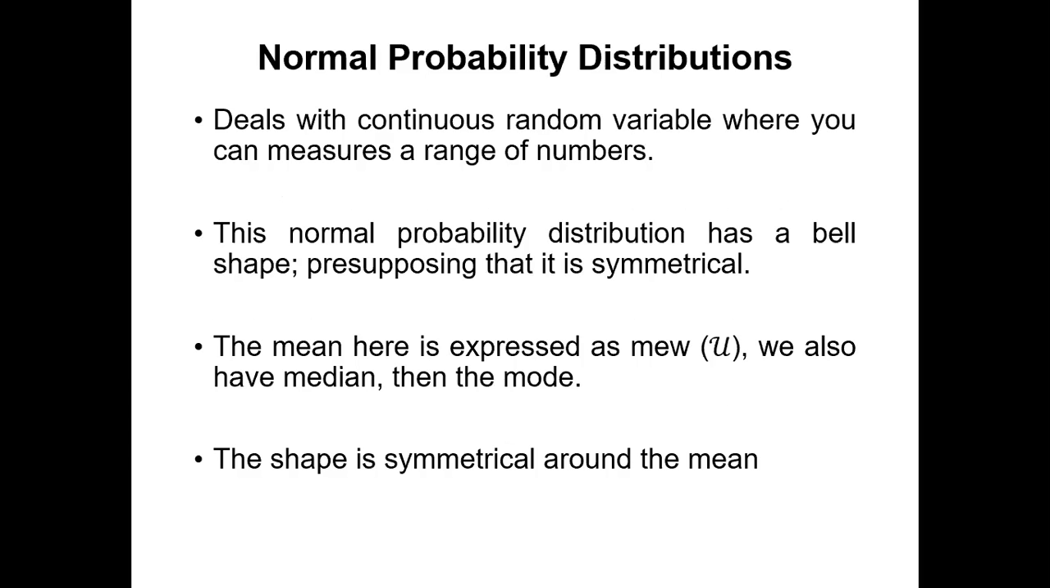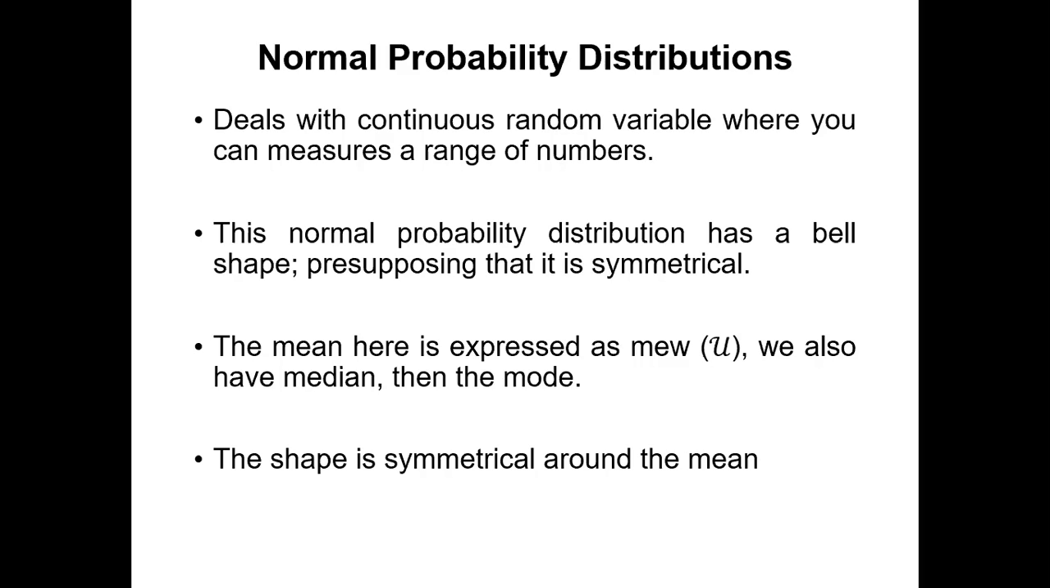All right. So in this session, I would expose us to the concept of normal probability distributions. Unlike the Poisson and the binomial, the normal probability distribution deals with continuous random variables, variables that can take any value within an interval or range. This normal probability distribution has a bell shape, presupposing that it is symmetrical.